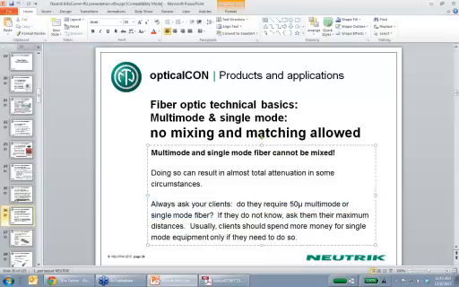Do you require 50 micron multimode or do you require single mode? If your client doesn't know what the answer is to this, and often they don't know, ask them what their maximum distances are.